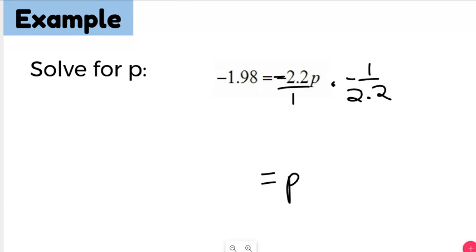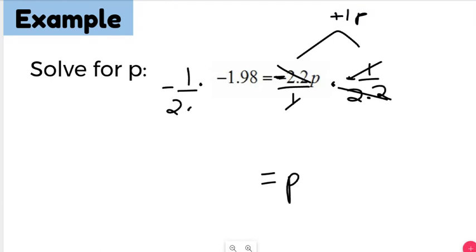We undo multiplication by multiplying by the reciprocal of that coefficient. So even though the negative is written with the 2.2, as long as I put my negative somewhere, I'm okay. I put it out front. On this side, negative times negative is positive, and everything else cancels out, so that becomes positive 1p. Now, since I multiplied the left side by negative 1 over 2.2, I'm going to multiply the right side by negative 1 over 2.2.